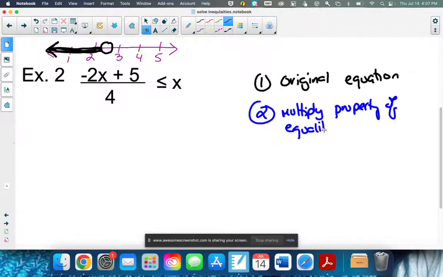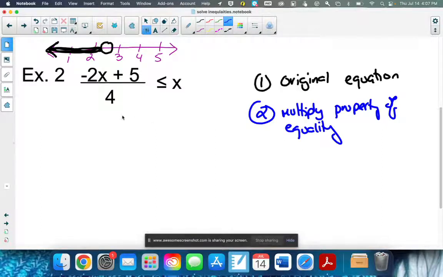Just because I don't want that 4 there. I could separate this out and make this negative 2/4 x plus 5/4. That's fine. Then I could add 2/4 to both sides, because it's got all the x's on it. That's also fine. If you want to go through that, go ahead.